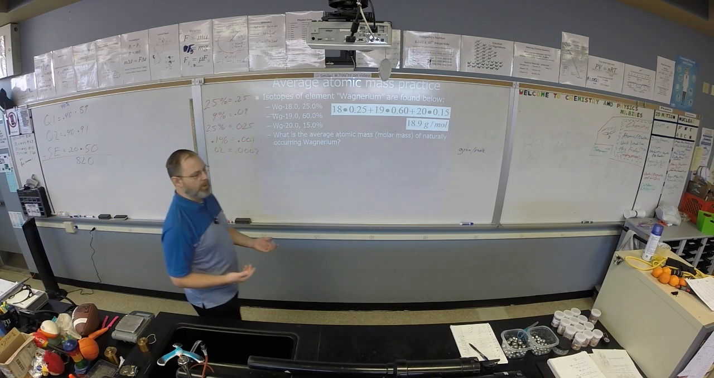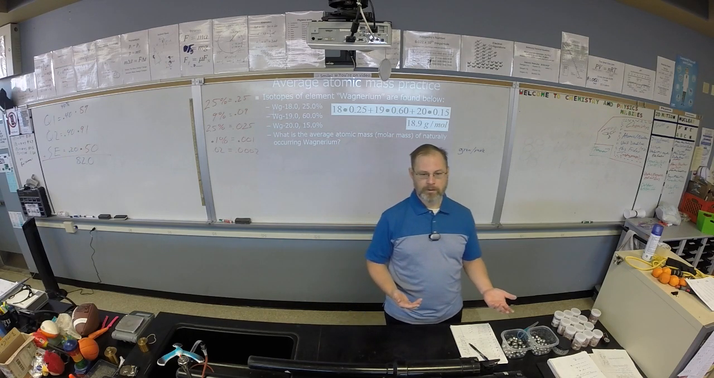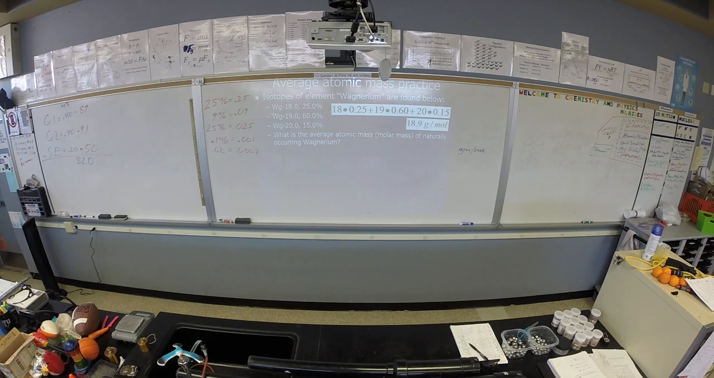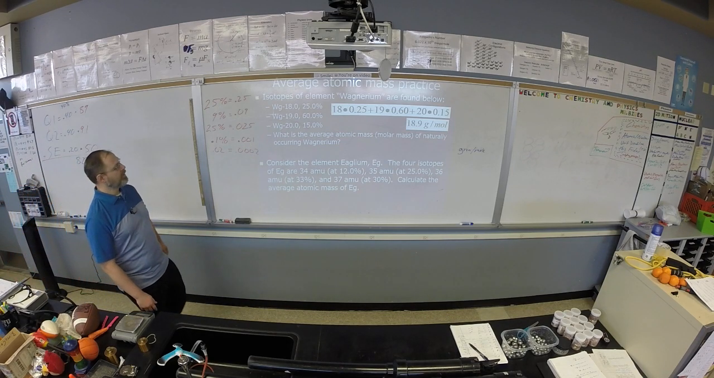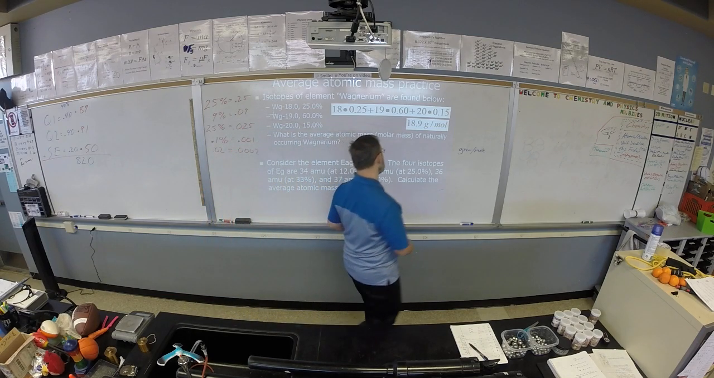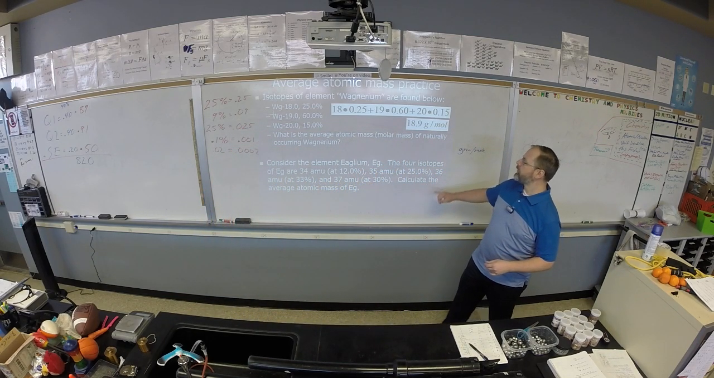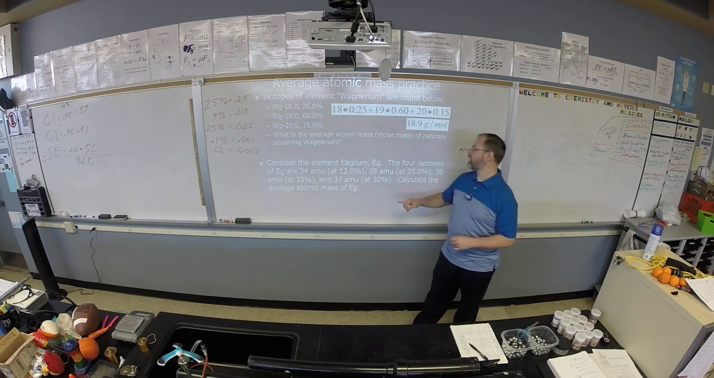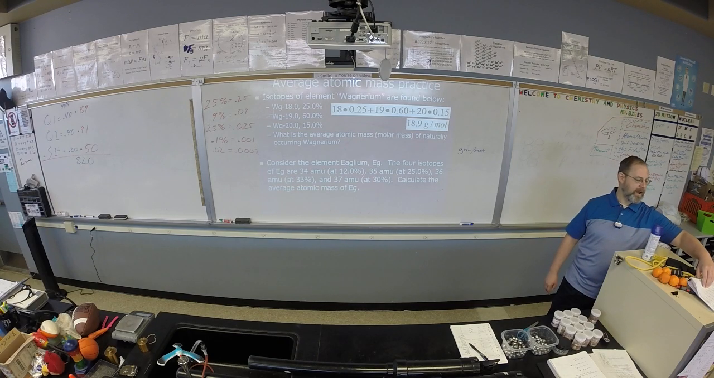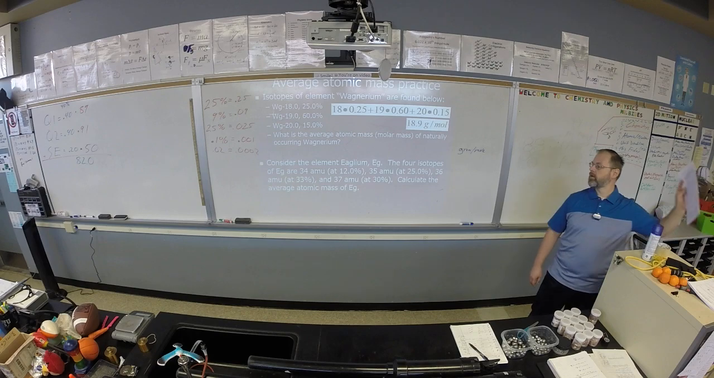Okay? Ready for one more, or are you ready for your practice worksheet? One more. Okay, some people need one more, so we'll do one more. Okay. Consider the element E gallium. E gallium has 4 isotopes. They are 34 AMU, we found to be 12%. 35 AMU, we found to be 25%. 36 AMU is 33%, and 37 AMU is 30%. If you wouldn't mind, please calculate the average atomic mass of naturally occurring E gallium.